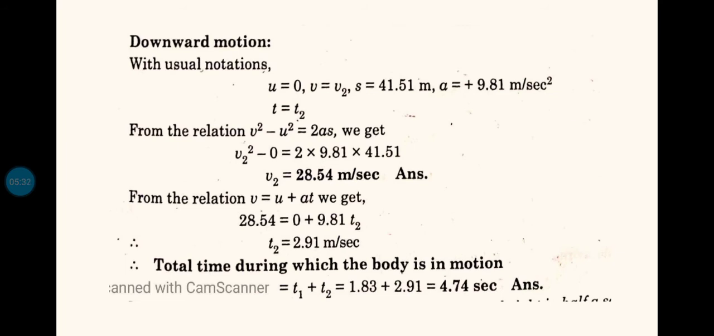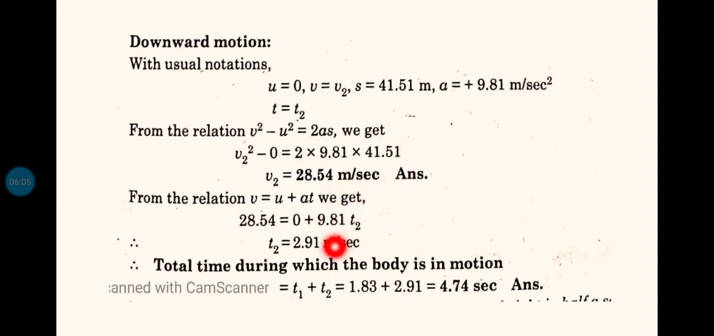Now from the relation we have v square minus u square equal to 2as. We know v2 square minus 0 square equals 2 into 9.81 into 41.51. From that you will get v2 equal to 28.54 meter per second. And the next equation is v is equal to u plus at. v2 we already got as 28.54, so we substitute 28.54 for v, u is 0 and a is 9.81. Therefore from this equation we can find the value of t2. We got t2 as 2.91 seconds.